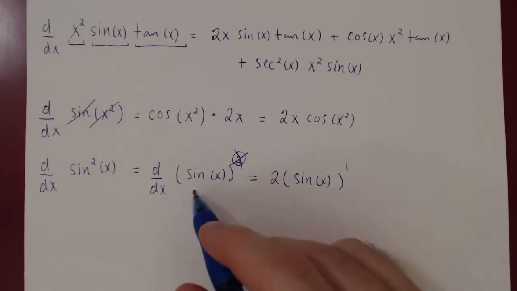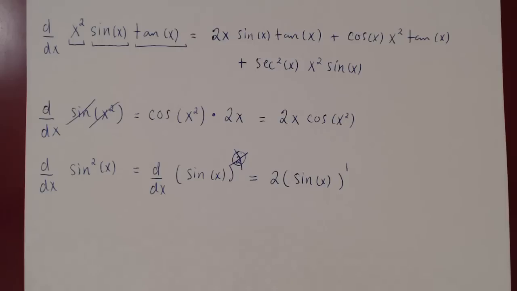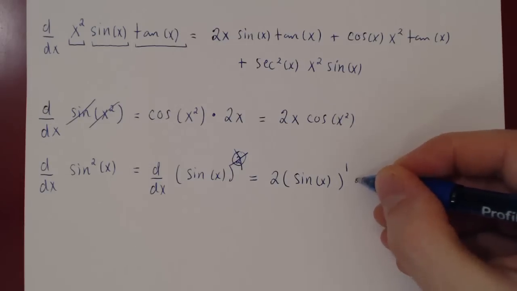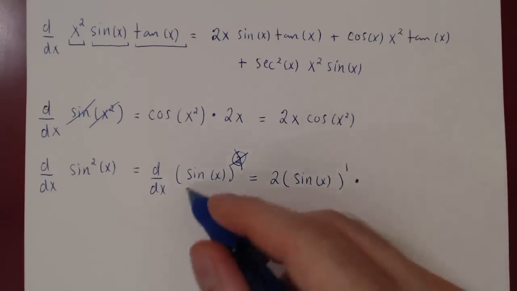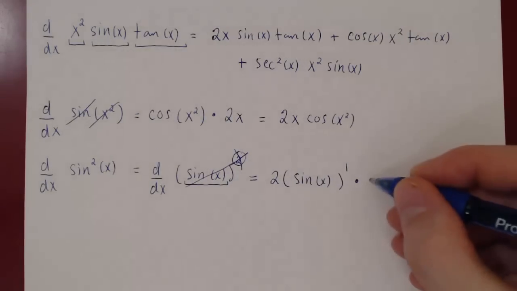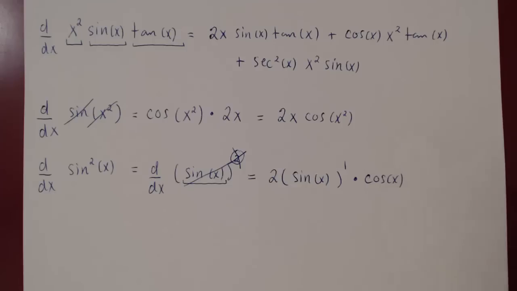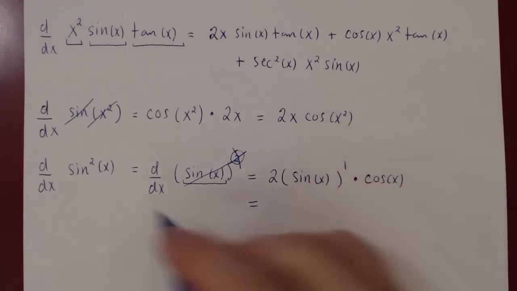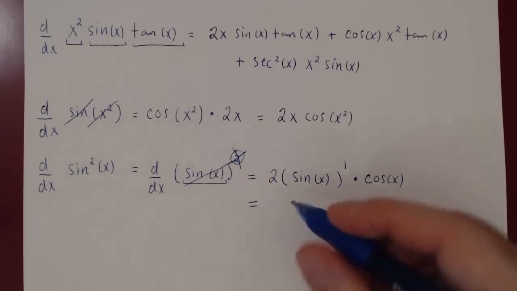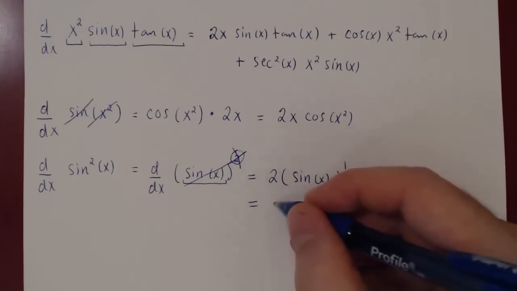But there is something left over that we have not differentiated, and that is sine of x. So we have to apply the chain rule again, which says we multiply what we have so far by the derivative of what's left over. What's left over is sine of x, and the derivative of sine of x is cosine of x. So, if we drop the silly power 1, the derivative of sine squared of x is actually 2 sine of x cosine of x.